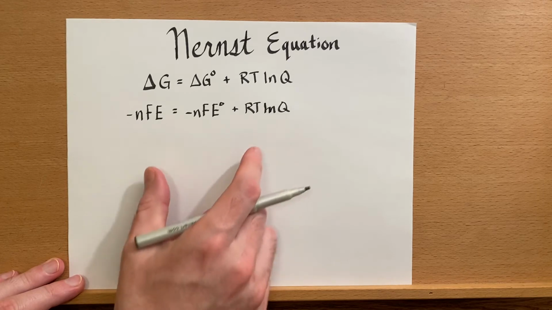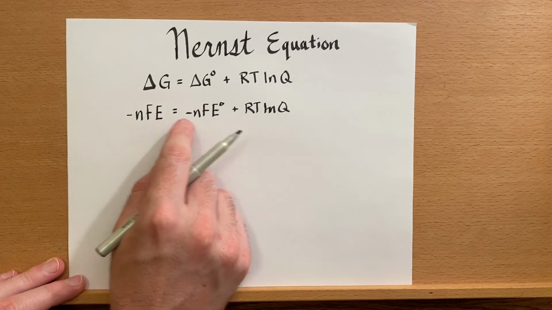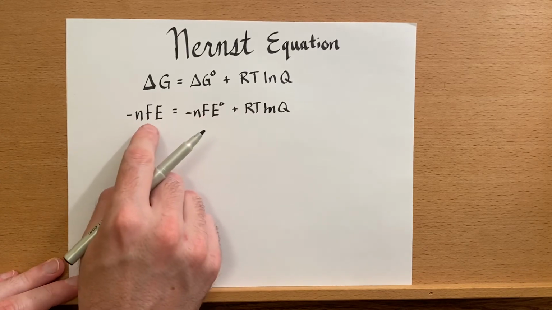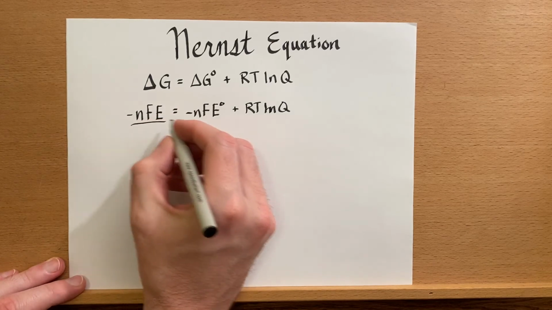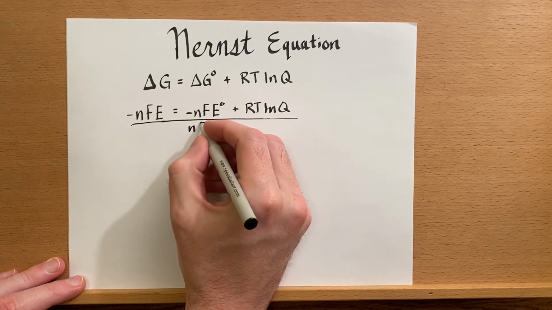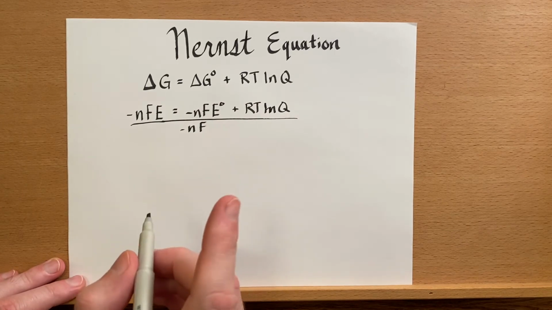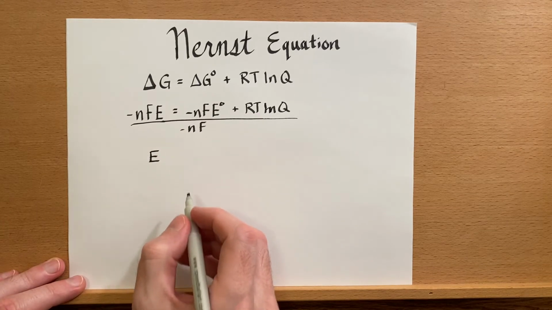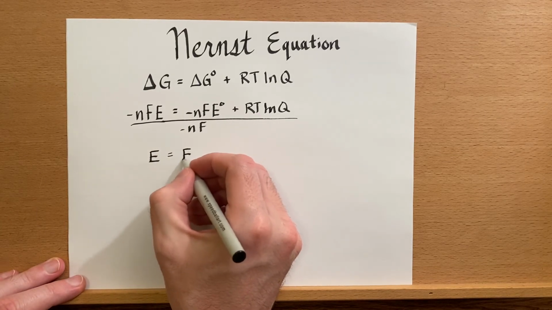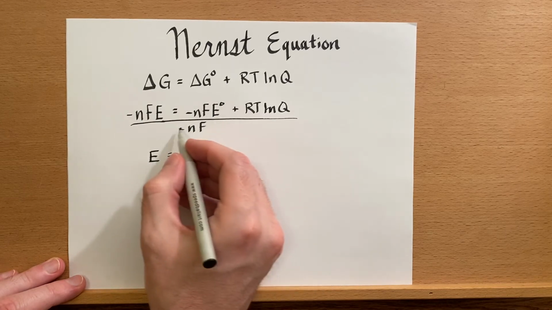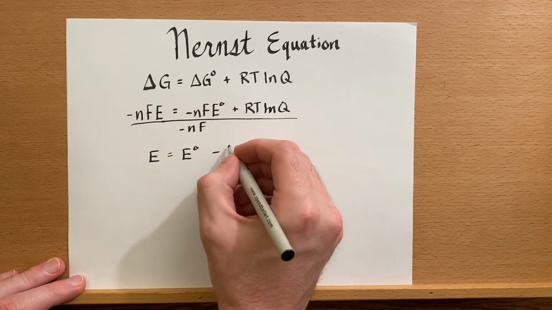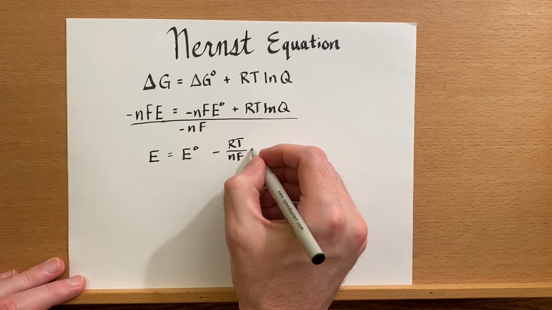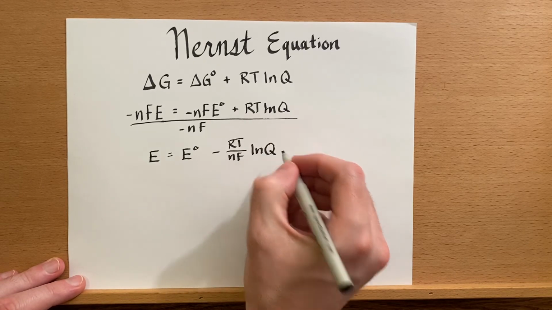Now we'll clean up this equation a little bit by isolating our potentials. So we're going to divide everything in here by negative NF. And when we do, we get the Nernst equation, which is the potential of the cell equals the standard potential minus, because the negative came with this, RT over the number of electrons transferred times Faraday's constant, natural log of Q.